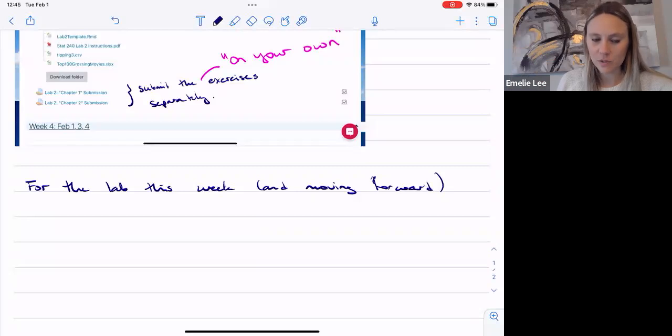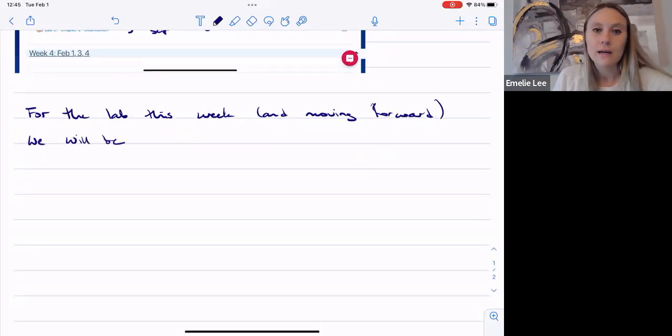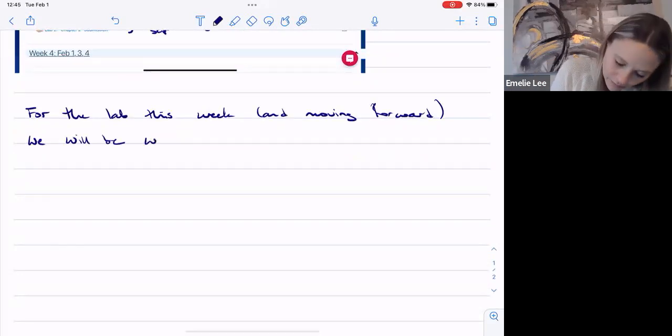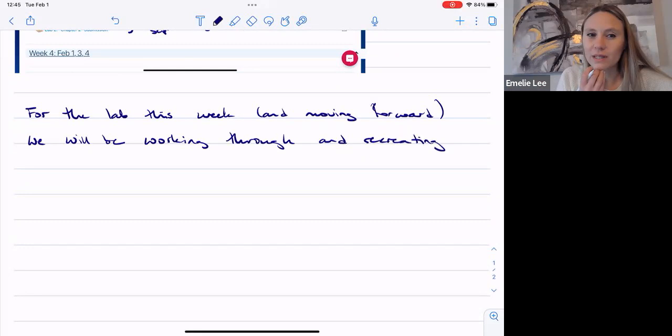So for the lab this week and moving forward, we will be working through and recreating the R and Python code introduced in the textbook.